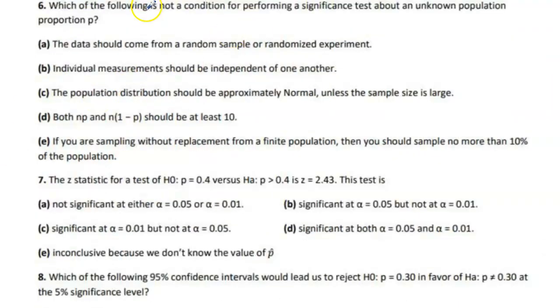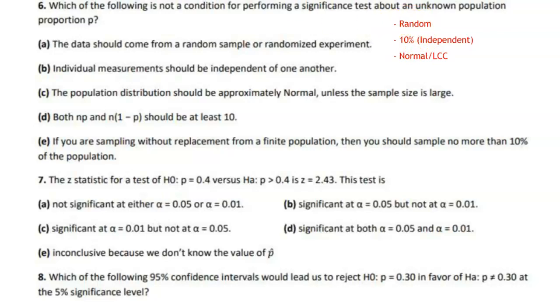Question number 6, which of the following is not a condition for performing a significance test about an unknown population proportion p? Well, you know the three conditions already, the three assumptions or conditions. You know that they're random, 10% or independent, and normal or large counts condition. We're looking for large enough counts, we're looking for the samples being independent of each other or each sample being less than 10% of the population, and we're looking for randomness.